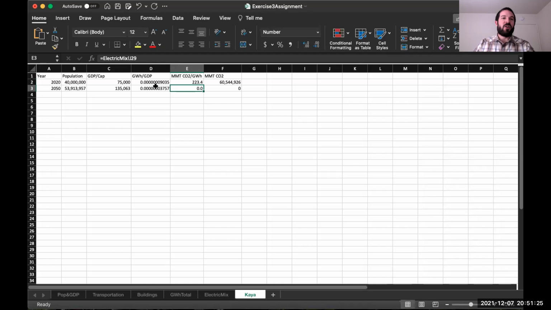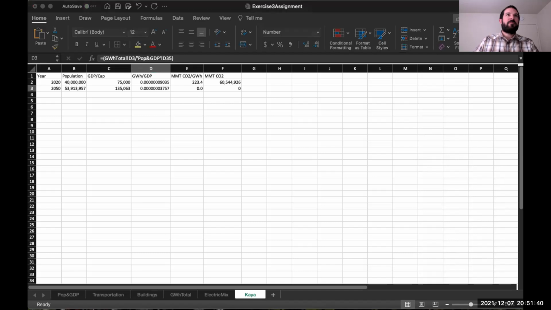Okay. So gigawatt hours per unit of GDP right here, right? It looks super tiny. That's okay. I don't care how many zeros you got to write there. That's fine. Okay. If I was really mean, I would say convert that back to kilowatt hours, but I don't want you to have to lose any more sleep over unit conversions.